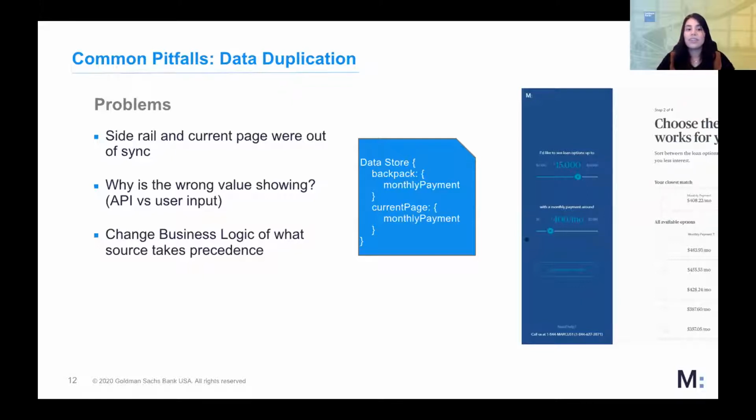And if I were to ask you why we're showing one over the other, debugging is very difficult because you have to step through each call made to the data store and see what update showed the wrong value. So what happens is you're really coupling the business logic of what will take precedence, which will make it harder if you ever change that business logic in the future.